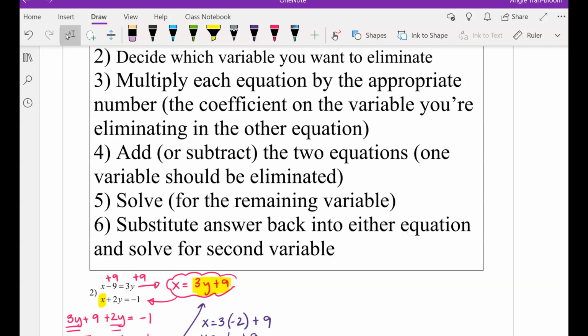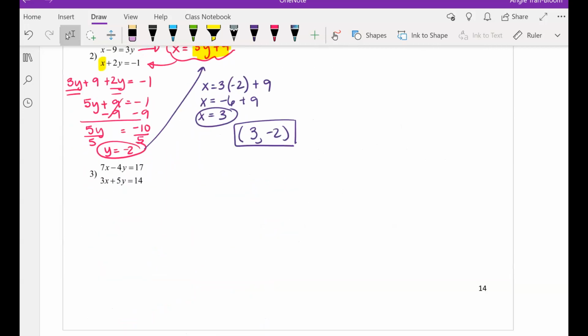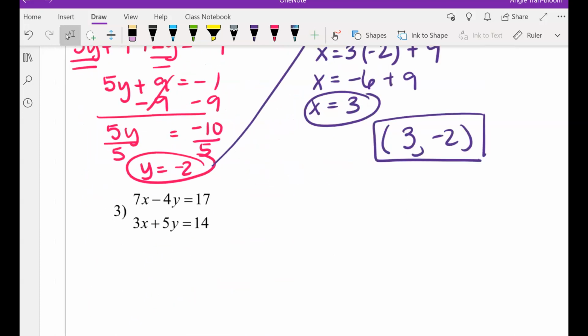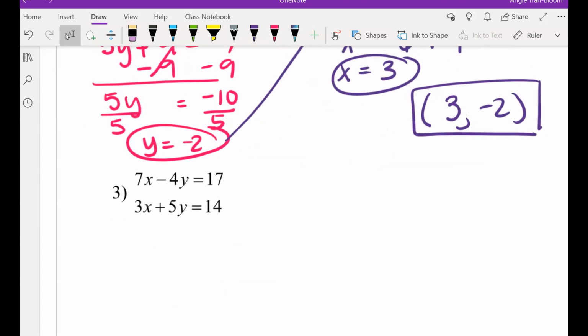All right, here we go. Last example. You have to decide between the x variable and the y variable. Wyatt, which one would you like to eliminate today? Why? Well, you have to make a very smart decision. You want to eliminate the variable that's easier. Okay, so between the x and the y, which one do you think for this example is easier to eliminate?